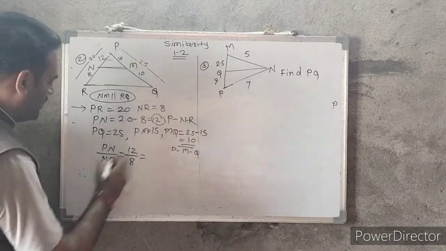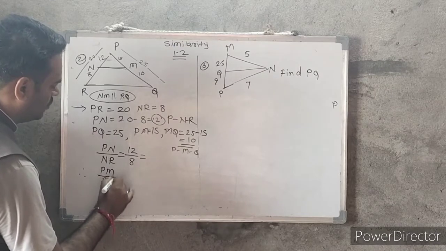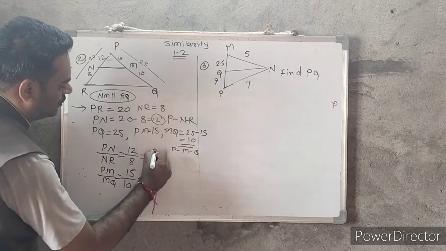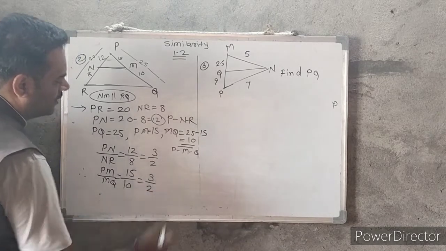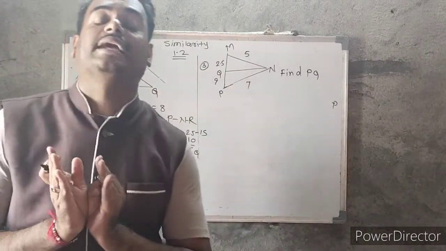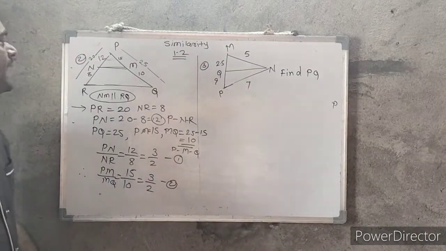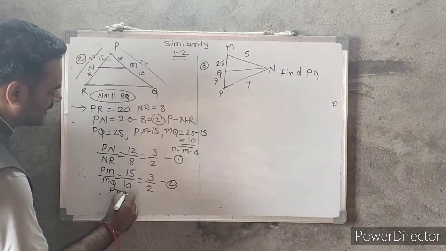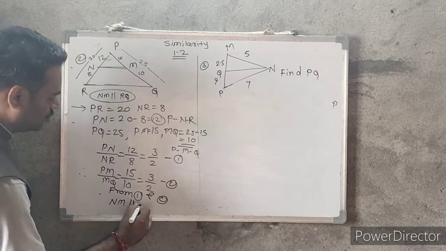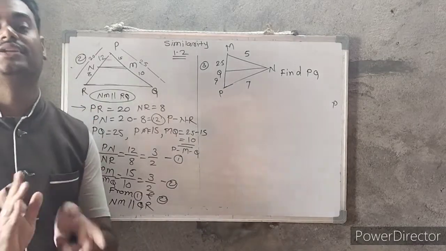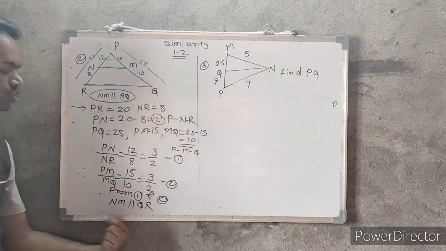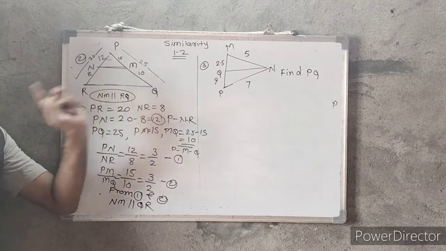Then PM upon MQ, PM upon MQ, how much is it? 15 upon 10. So 4 2s are 8, 4 3s are 12, 5 3s are 15, 5 2s are 10. So just see that here, in 1 and 2, that means 3 by 2, 3 by 2. Both right hand sides are the same, the values are the same. So we can say, from 1 and equation number 2, that NM is parallel to QR. They are asking to check whether these two lines are parallel to each other or not. So by calculation these two values are the same, so that's why these two lines are parallel to each other.